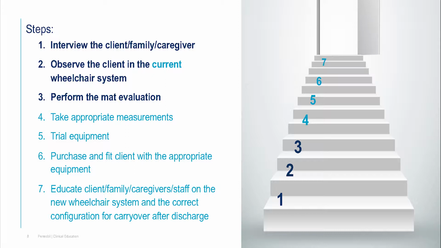Then take the time to observe the client in the current wheelchair system, and also to then get them out of the wheelchair and perform the MAT evaluation. And that's going to lead us to what are the interventions that we should be taking. The first three steps are, number one, interview the client, the family, and the caregiver. Step two, observe that client in their current wheelchair system to see what issues might be causing the postural abnormality. And step three, perform the MAT evaluation.